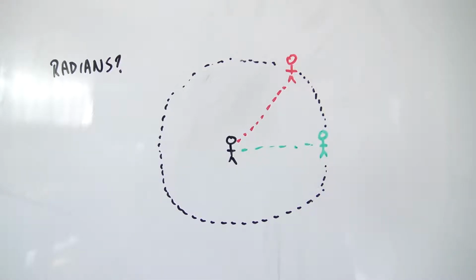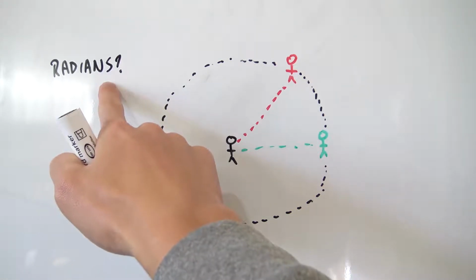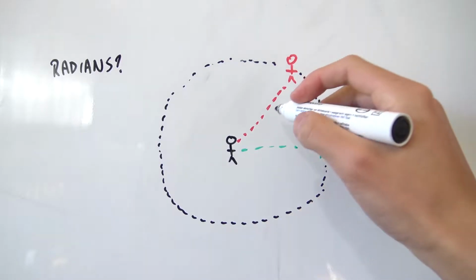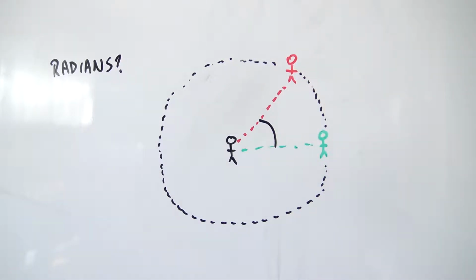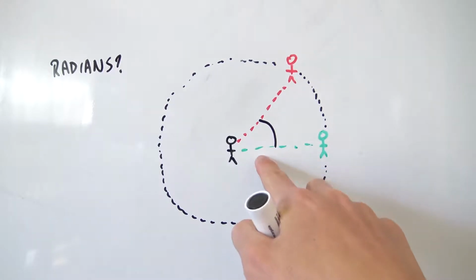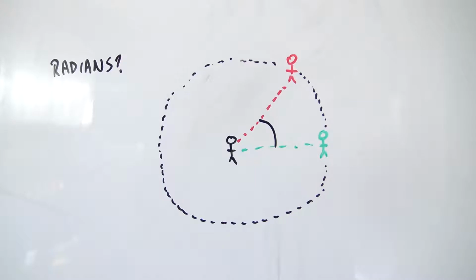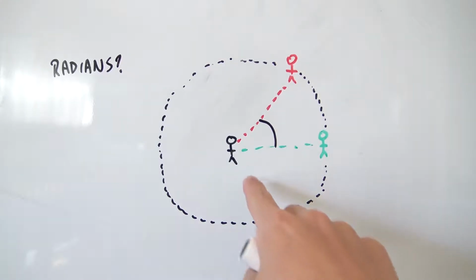Alright, hello everybody, and today I'm going to be introducing the idea of radians. And what exactly are radians? Well, radians are just another way to measure angles. We used to think about angles in terms of degrees, where we defined a full revolution as being 360 degrees. So let's take this scenario right here.